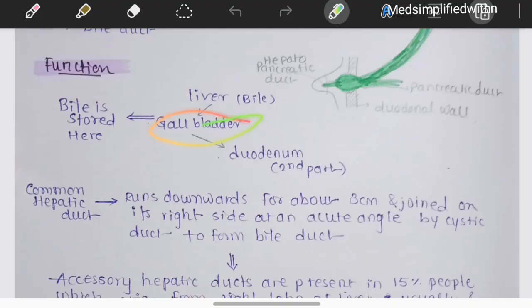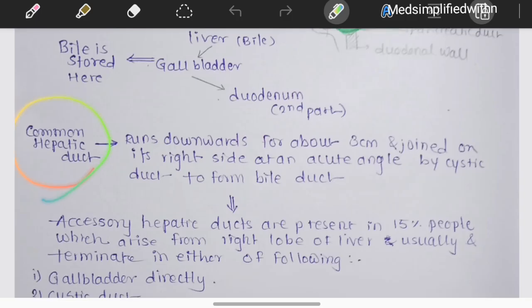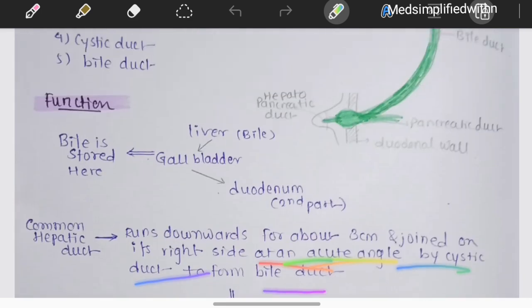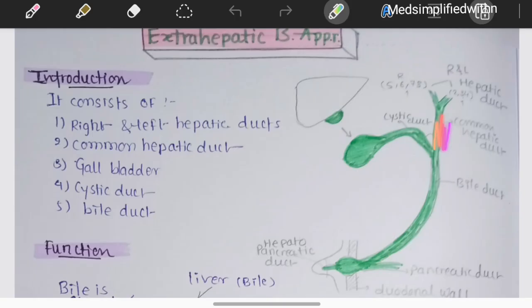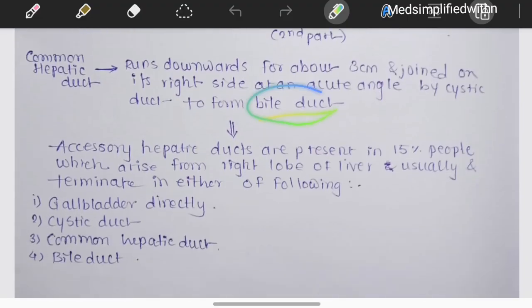First, the gallbladder. Bile is formed in the liver, stored in the gallbladder, and released into the second part of the duodenum for further digestion. The common hepatic duct runs downwards for about 3 cm and is joined on the right side at an acute angle by the cystic duct to form the bile duct. This common hepatic duct runs 3 cm, and the cystic duct joins here at an acute angle, and it continues to form the bile duct.